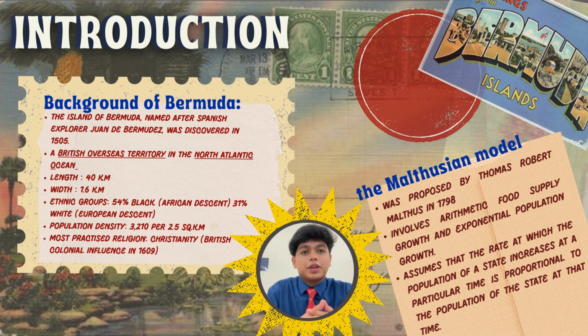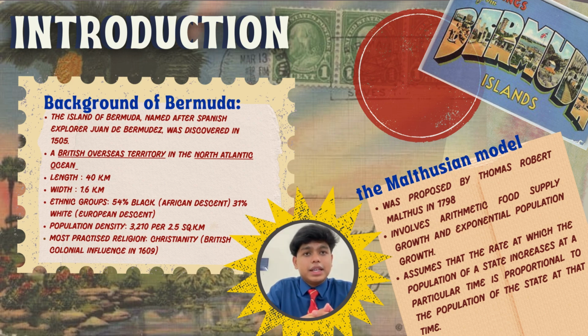Assalamualaikum warahmatullahi wabarakatuh. Today I want to talk about Bermuda's population growth. First of all, Bermuda is a British overseas territory discovered in 1505. Just 40 kilometers long and barely 1.6 kilometers wide. This small island is rich in culture with a population that is 54% African descent and 31% European. Despite its size, Bermuda is densely populated: 3,210 people per 2.5 square kilometers.